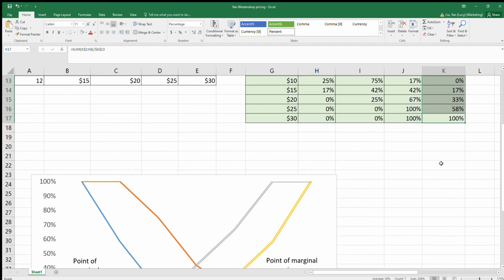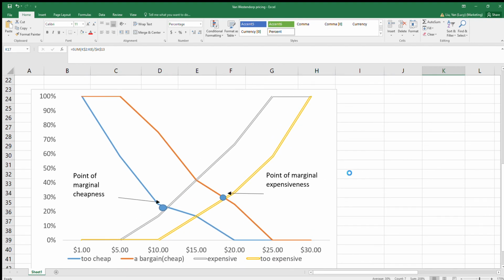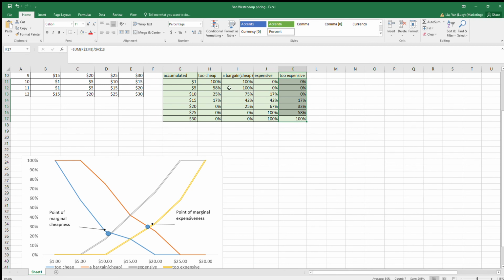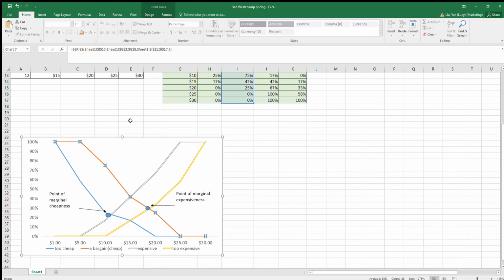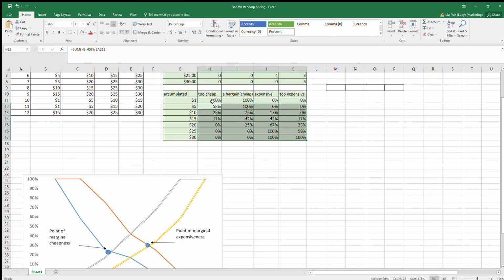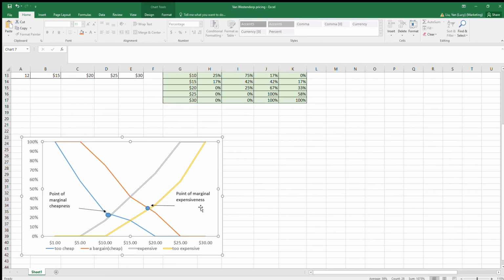Next you need to graph these 4 lines. You have these 4 sets of data, and you just put them over here. If you look at the one I have, it's basically just plotting these percentages in this graph. Then you should be able to get a price range from this price sensitivity meter. Any price between these 2 intersections is a reasonable price that you could charge.